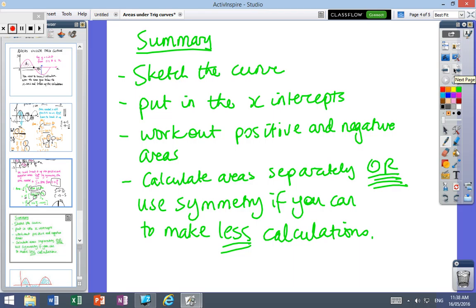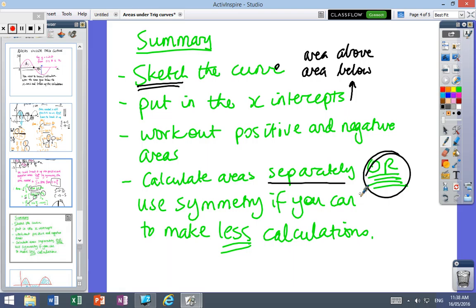Okay, so in summary, you must sketch. If you don't sketch, you don't know what is area above and area below. You just don't know until you do a sketch. Put in the x-intercepts, because that helps you find those things above and below. Work out which are positive, which are negative areas. Now, calculate the area separately, but, this is the but, or look for some symmetry if you can to make less calculations. Okay? So copy that down.